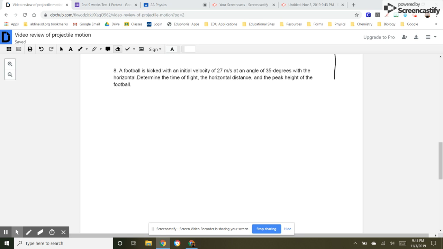Okay, now let's try number 8. A football is kicked with an initial velocity of 27 meters per second at an angle of 37 degrees with the horizontal. Determine the time of flight, the horizontal distance, and the peak height of the football. Okay, so same thing that we had to do here.